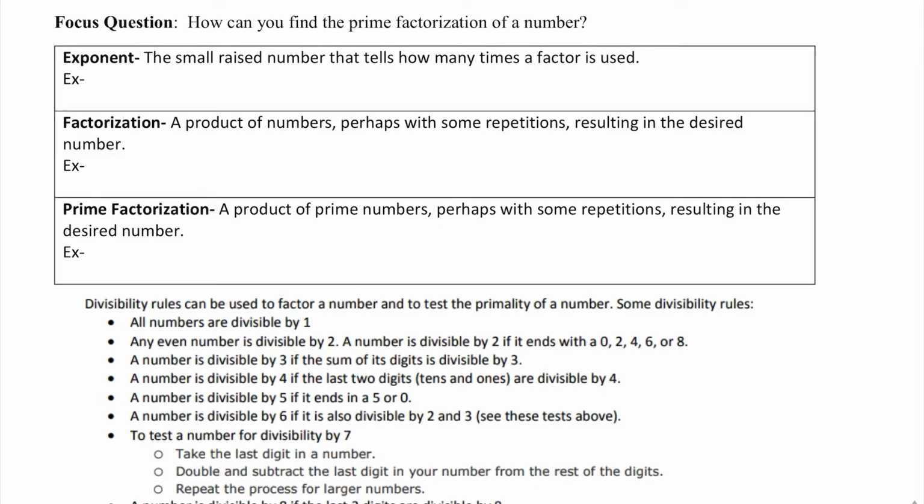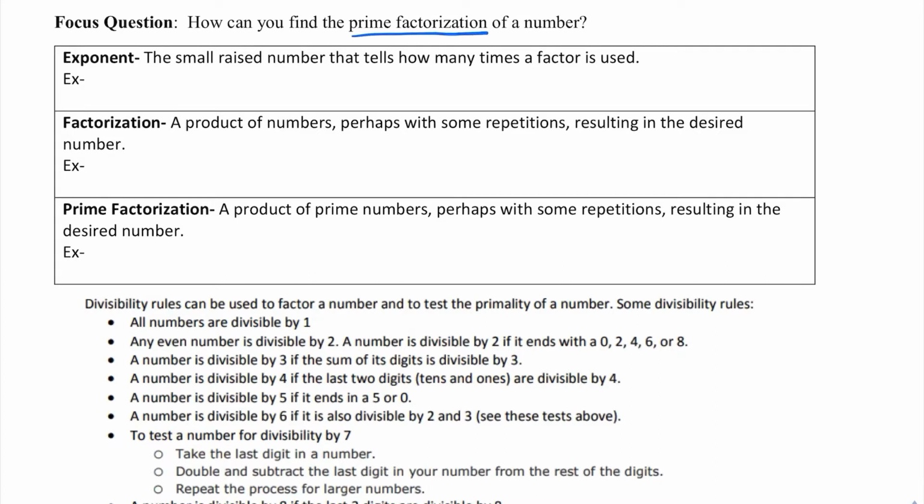As you can see in our focus question, we're focusing on a specific type of factorization called prime factorization. So our focus question is, how can you find the prime factorization of a number? And you're probably wondering, Mr. RG, I have no idea what that really long phrase means. Well, we're going to talk about it so that you know what it means. But there are some other vocabulary words that we should know before we dive into today's lesson.